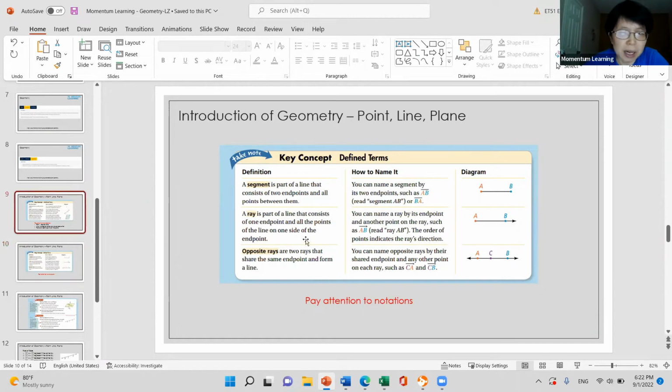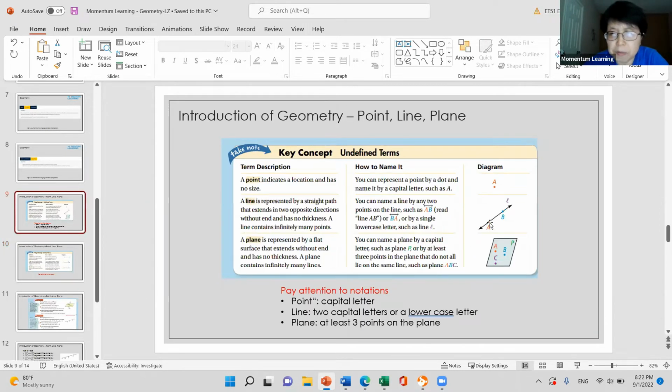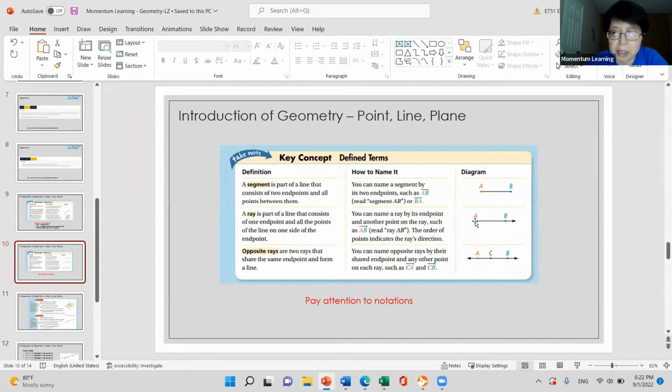And look at this line, right? If I take only this part, I use A as the endpoint and only take this part. That forms what we call a ray, right? You see A is the endpoint. So for a ray, actually it has 2 features. It has an endpoint and it has a direction.